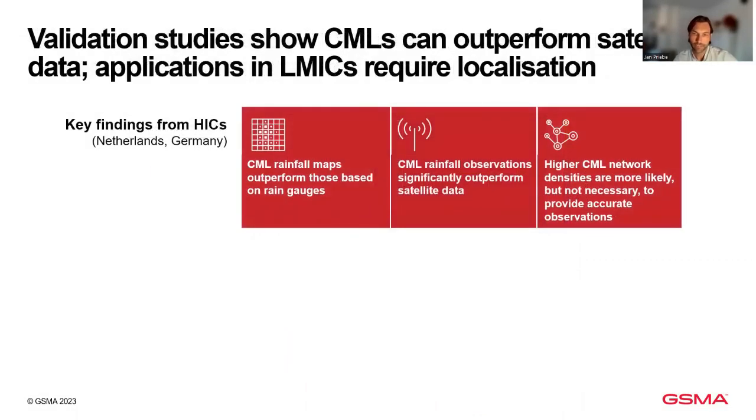So how accurate is CML data for rainfall observation? There's a number of studies that have looked into this. In high-income countries, weather radar data is available and provides quite extensive data sets that can be used to validate CML observations. What they found, and most of these studies have been conducted in the Netherlands and Germany, is that CML rainfall maps actually slightly outperform maps based on rain gauges. That's a very good level of accuracy, and can significantly outperform satellite data. They've also shown that higher CML network densities are not necessary to provide accurate observations, but they can improve reliability.